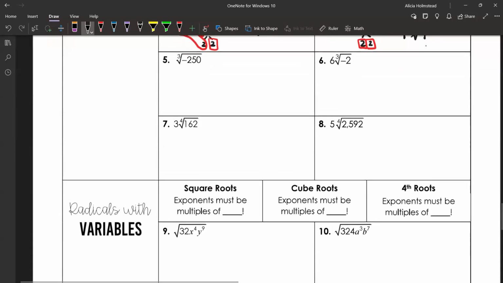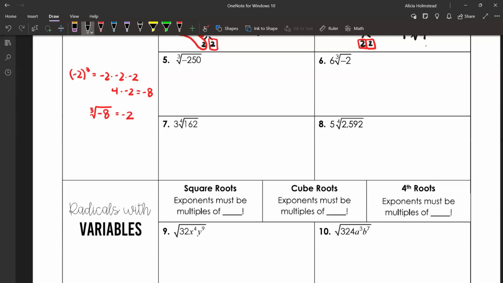Next one, so this is interesting because we've now introduced a negative, which you can actually take the cube root of a negative number, because for example, if we did negative 2 cubed, that's going to be negative 2 times negative 2 times negative 2. 2 times negative 2 is 4, times negative 2 is negative 8, so the cube root of negative 8 we just saw is actually negative 2.